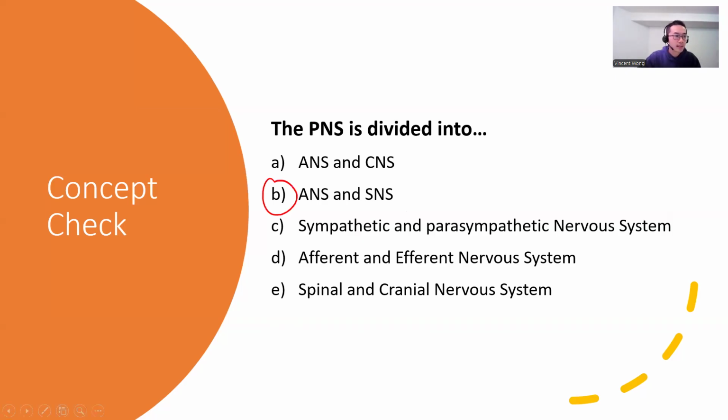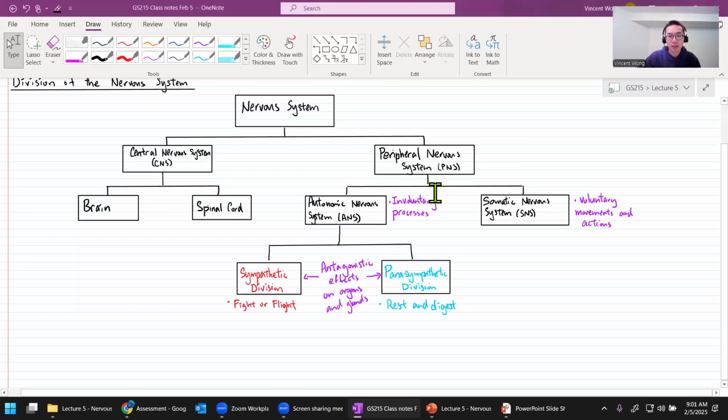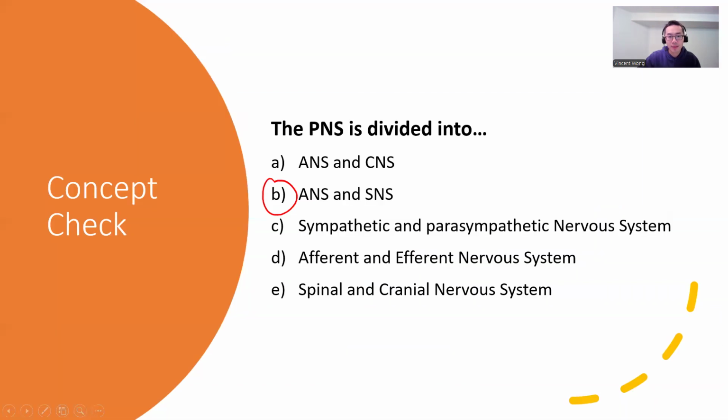Okay. Again, you can't do this from your memory. You have to look at this for now because you just learned it, right? So PNS is separated into ANS and SNS. Okay, that's it.